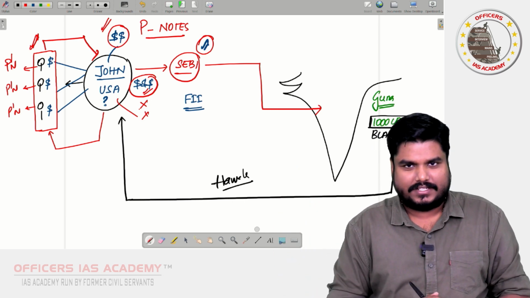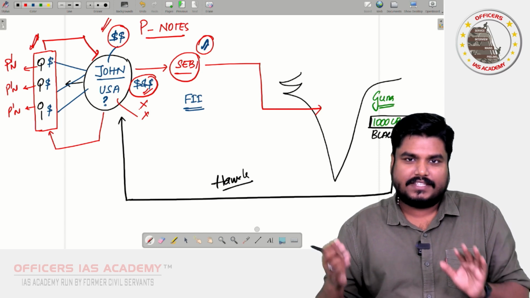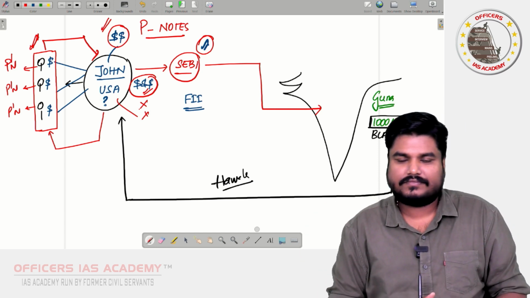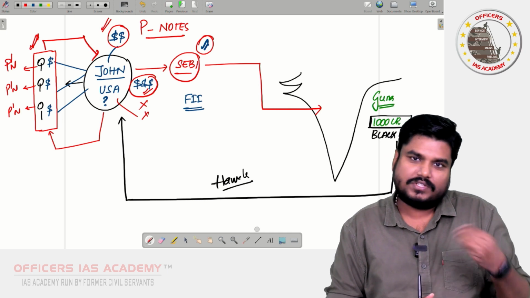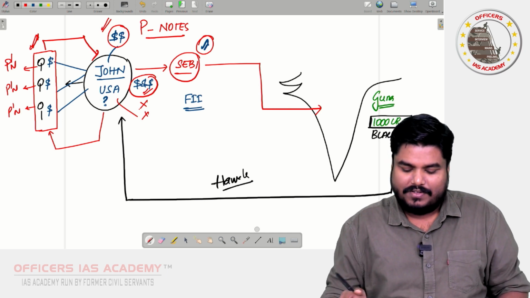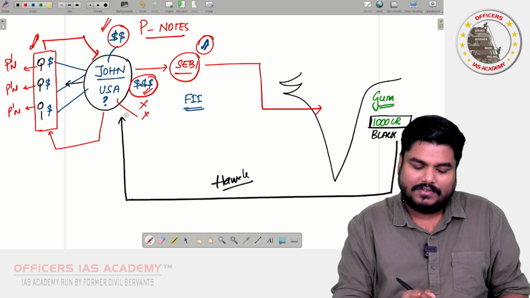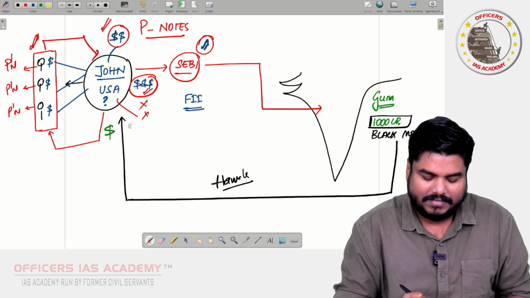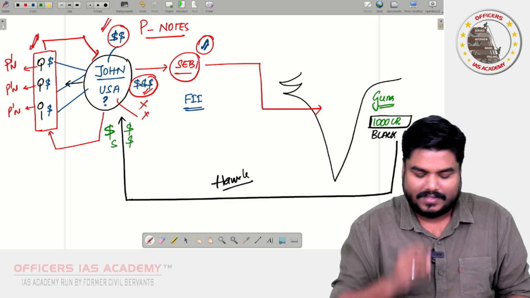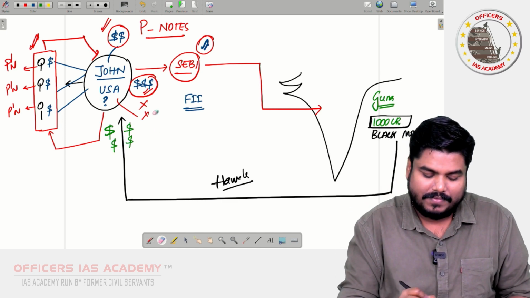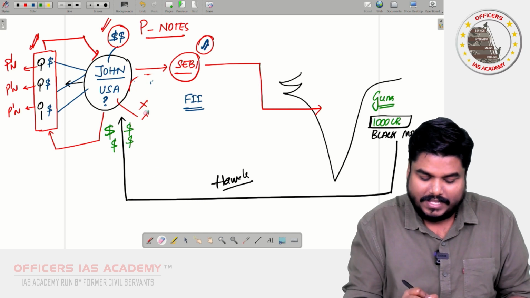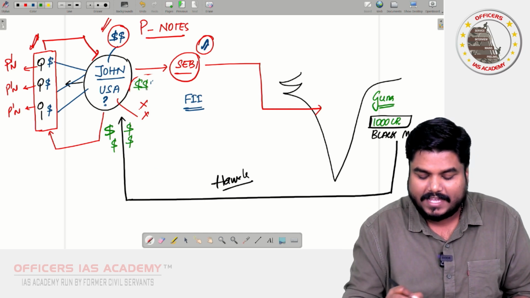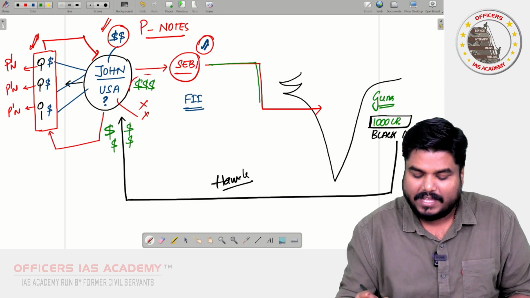And you know what Guna does? Guna is giving that money to John. Okay. So, what is John going to do? John is going to use that money. So, Guna's money is now coming to John. Now, John is going to invest that money back in India. The money is going to come back to India.